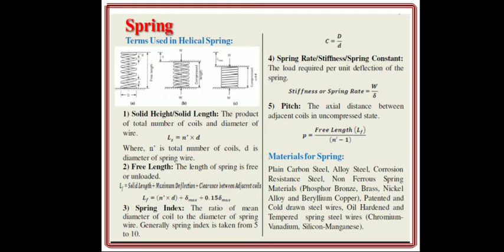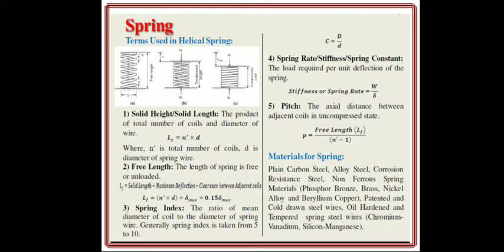What is it? The product of the total number of coils and the diameter of wire, denoted by LS, where LS is the solid length, which is equal to N dash into d, where N dash is the total number of coils and d is the diameter of spring wire. Solid height or solid length is calculated by means of this formula.